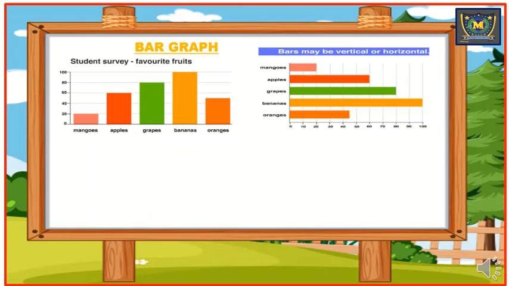So in here, we have your mango, apple, grapes, banana, and oranges. So this is what we call a bar graph. Again, the scale is already given, starting from 0 up to 100. This shows the number of students.